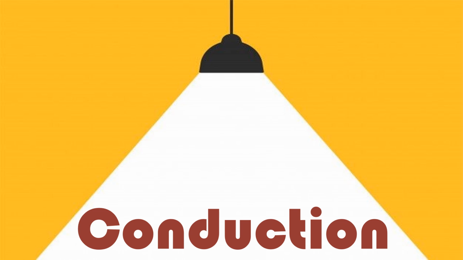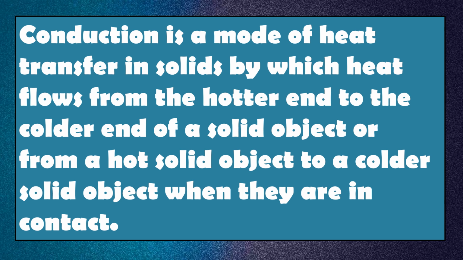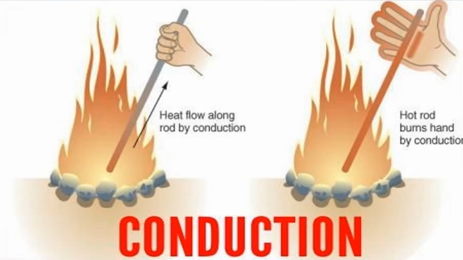Let's start with the first mode of heat transfer, that is conduction. Conduction is a mode of heat transfer in solids by which heat flows from the hotter end to the colder end of a solid object, or from a hot solid object to a colder solid object when they are in contact. Here is a simple example showing heat transfer by conduction. One end of the rod is placed above the flame and the other end is gripped by a person. Heat flows from one end to the other, making the other end hot.